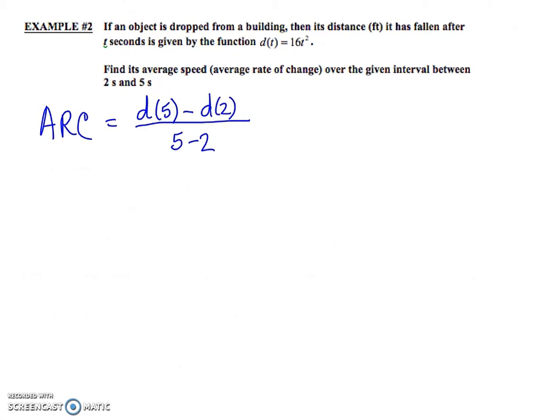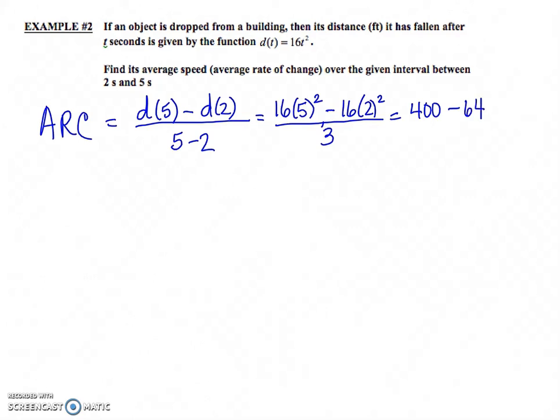Well, if we want to find d of 5, that means that we need to plug 5 into our equation for t, because we're trying to find the distance after 5 seconds. So this is going to be equal to 16 times 5 squared minus 16 times 2 squared. And then on the bottom, 5 minus 2 is 3. Okay, PEMDAS here, 5 squared comes first, is 25. 25 times 16 is 400. Minus 2 squared is 4. 4 times 16 is 64, over 3. 400 minus 64 is 336 divided by 3. So we get our answer then. Our average rate of change is 112 feet per second.